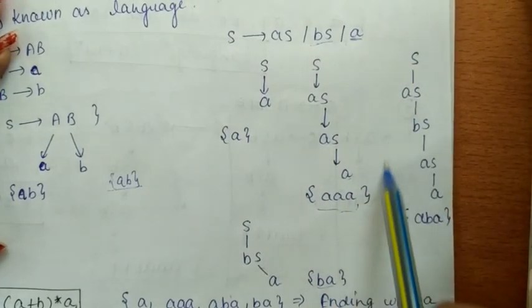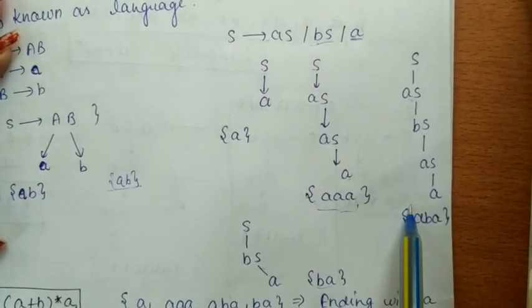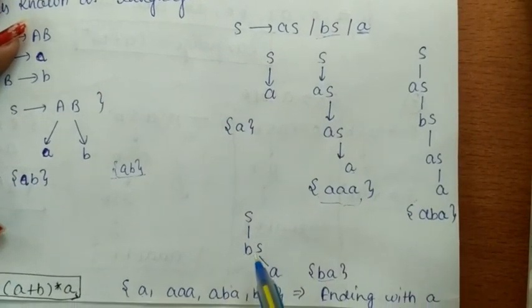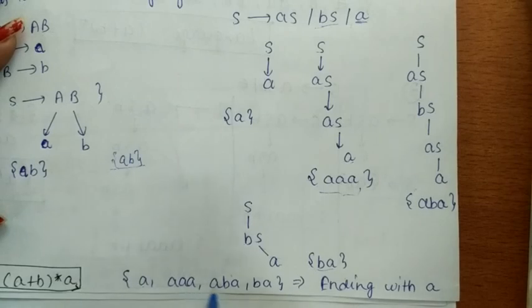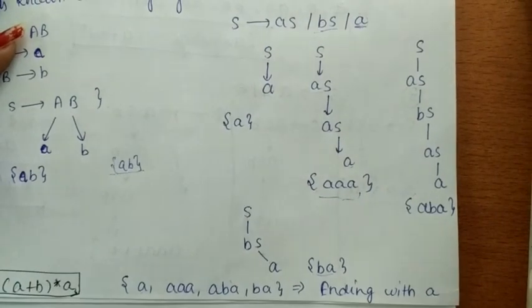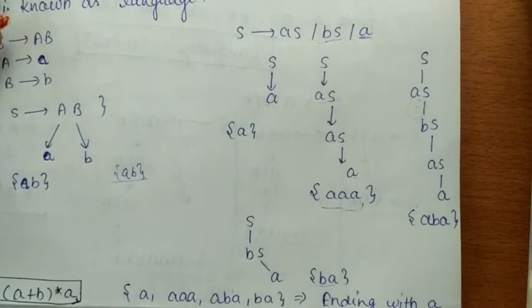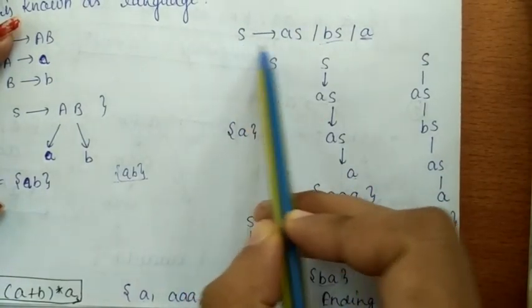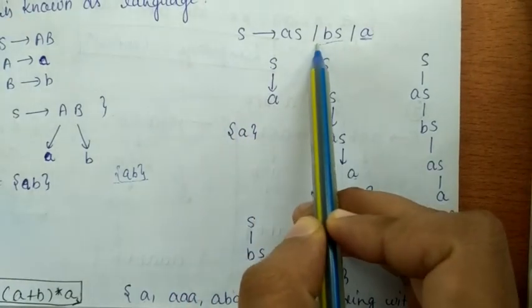In a similar way we can make replacements of S like this also. So this language has more than one string. A language can have more than one string. We have to analyze this grammar.